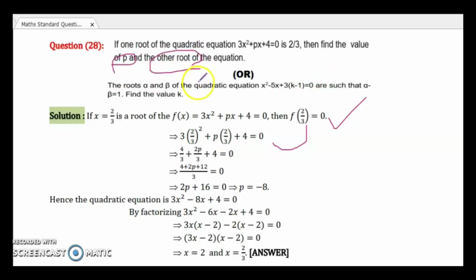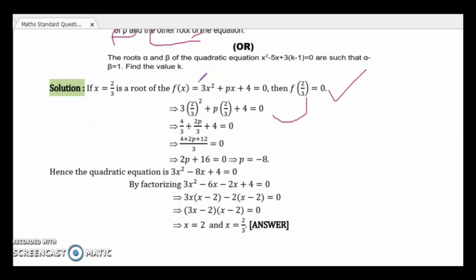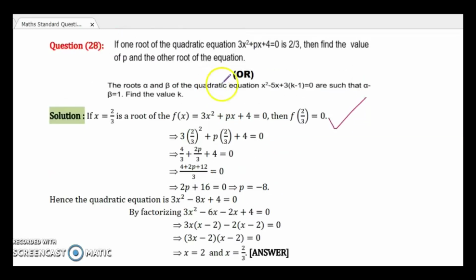Our work is to find the other root. Okay, therefore take the given quadratic equation. Therefore, what does it mean? One root is given, we have to find the other root here. Okay, now rewrite your quadratic equation, that is 3x square plus p, we have to replace it by minus 8.